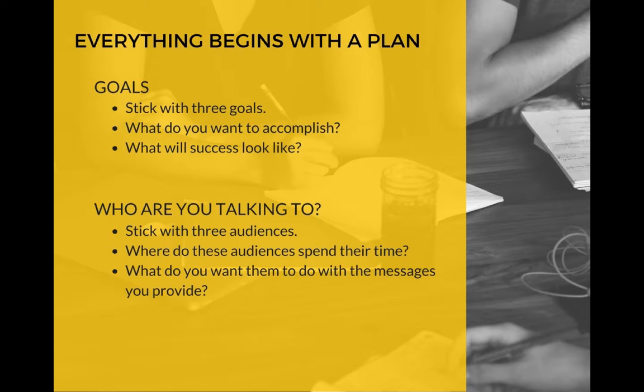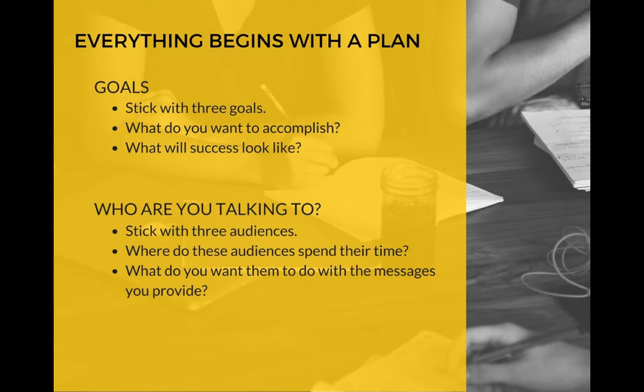So when you are coming up with your plan, the first thing to think about are your goals. I recommend sticking with 3 goals, no more than 3 goals, but you could have fewer. You could start with just 1 goal, that would be fine. Focus on what you want to accomplish and ask yourself what success will look like. So you want to know what your goal is, but you also want to know what it will look like if you succeed. And then take that goal and think about who you're talking to. Again, no more than 3 audiences per goal.